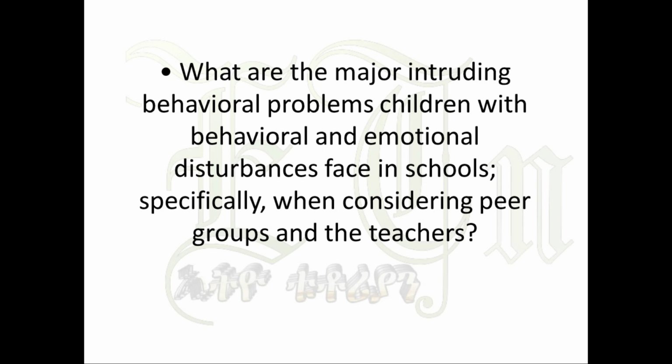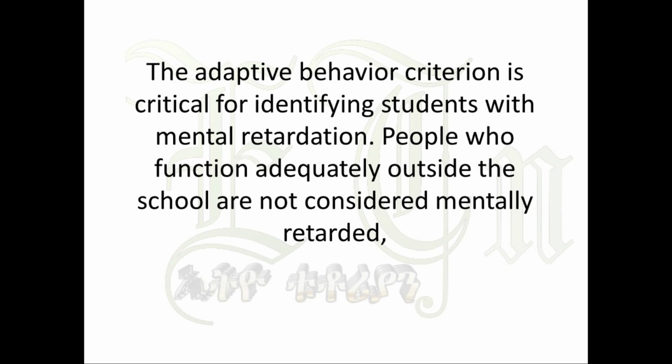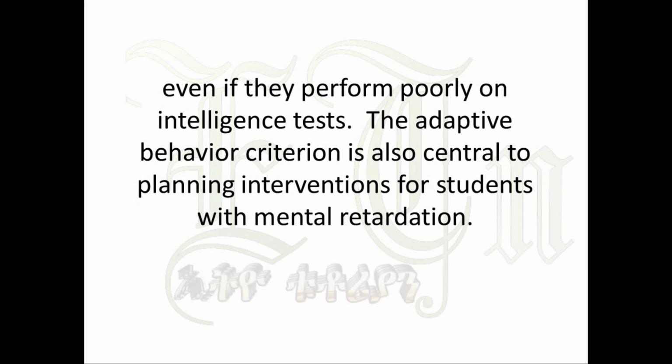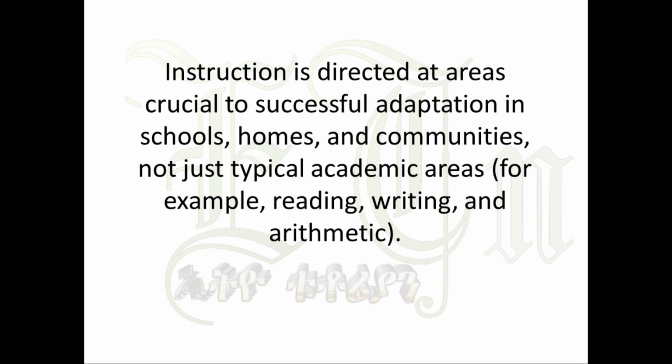Specifically, when considering peer groups and the teachers, the adaptive behavior criterion is critical for identifying students with mental retardation. People who function adequately outside the school are not considered mentally retarded, even if they perform poorly on intelligence tests. The adaptive behavior criterion is also central to planning interventions for students with mental retardation. Instruction is directed at areas crucial to successful adaptation in schools, homes, and communities, not just typical academic areas, for example, reading, writing, and arithmetic.